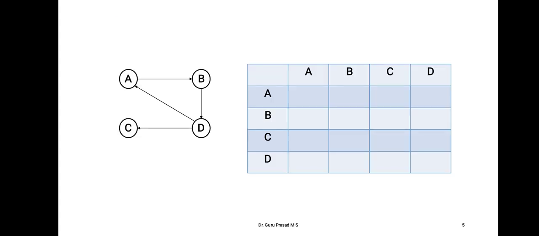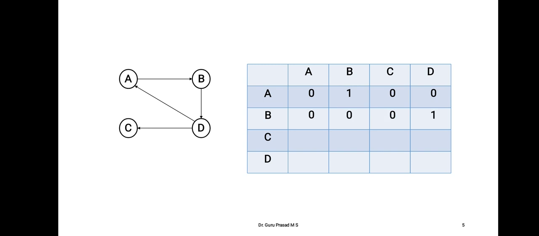First, for the given graph, we have to write the matrix. If there is an edge between the vertices, we write the value 1. If there is no edge between the vertices, we write the value 0. A to A is 0 because there is no direct edge from A to A. A to B is 1 because there is an edge from A to B. A to C is 0, there is no direct edge from A to C. A to D is 0, there is no direct edge from A to D.